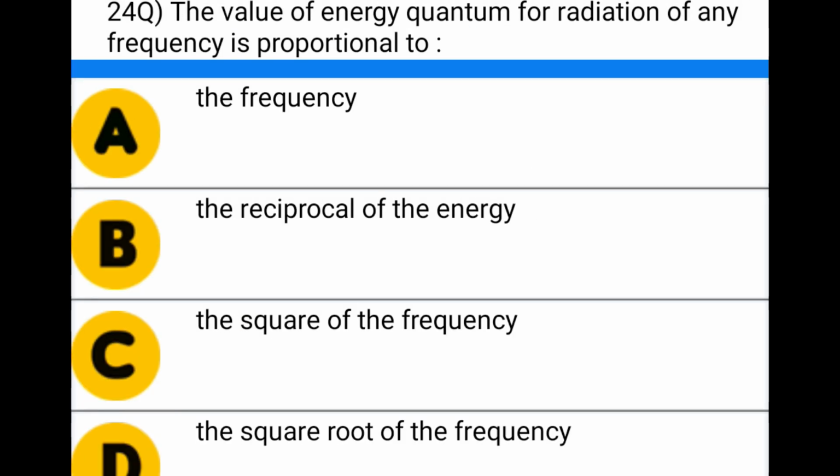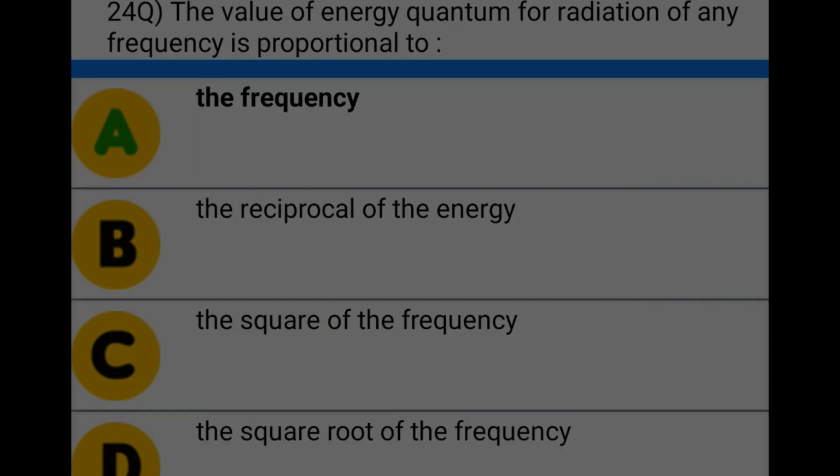Next question, the value of energy quantum of radiation of any frequency is proportional to option A the frequency, option B the reciprocal of the energy, option C the square of the frequency, option D the square root of the frequency. The correct answer is option A the frequency.